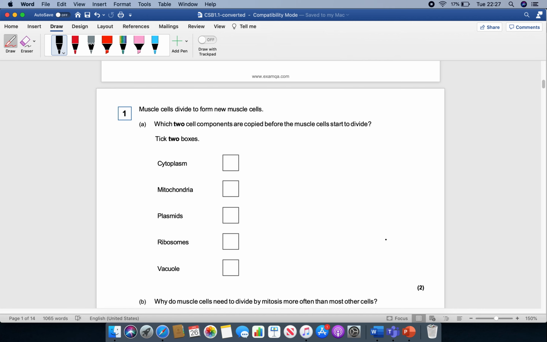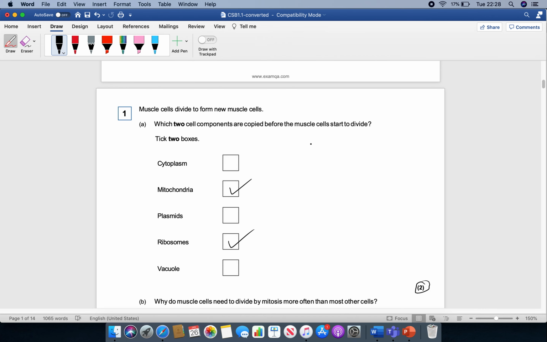In this video we're going to go through the cell biology exam paper and look at how you can achieve full marks on it. So question 1 states: muscle cells divide to form new muscle cells. Which two cell components are copied before the muscle cells start to divide? Tick two boxes. So remember, the two cell components that are copied in the cell are the mitochondria and the ribosomes, and that will give you 2 marks.